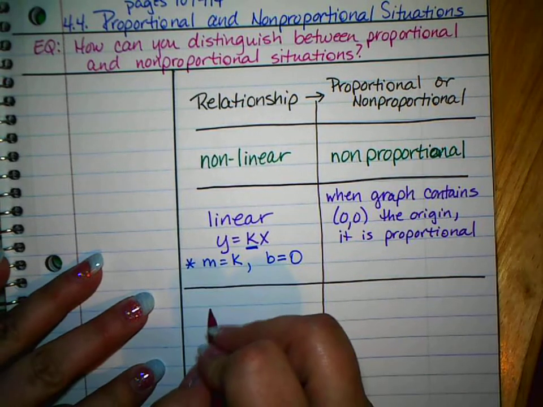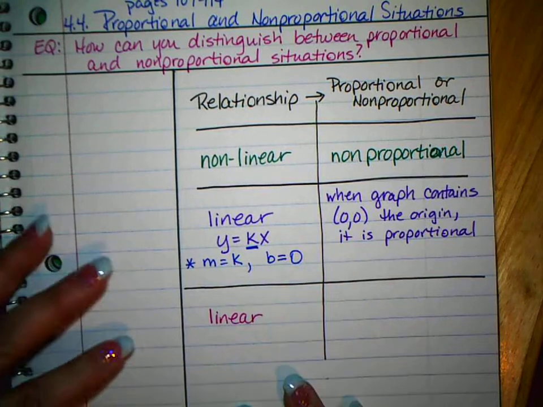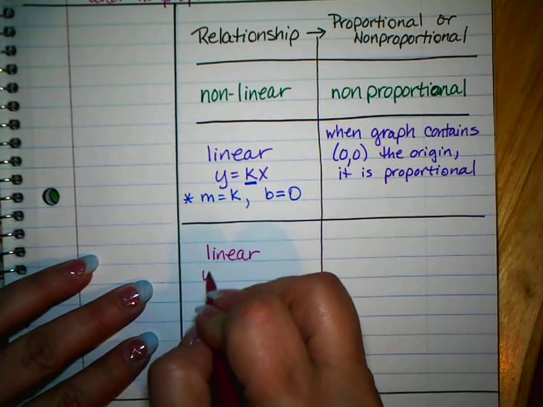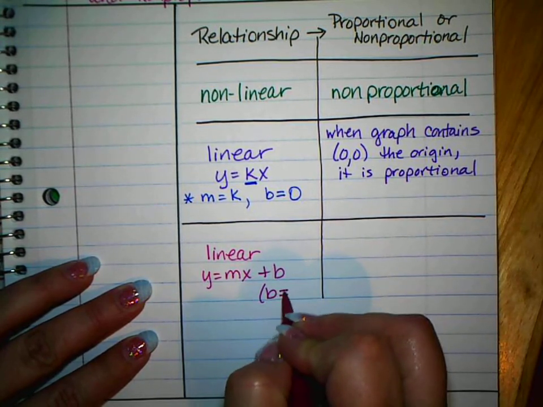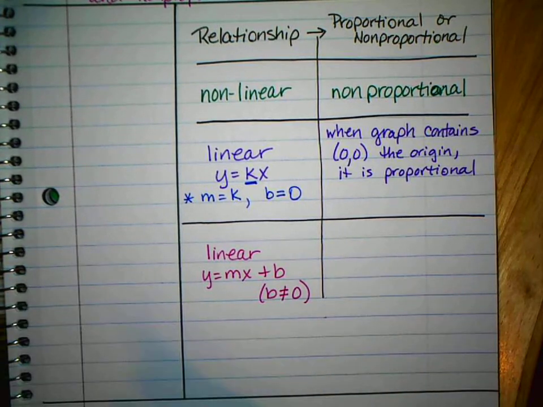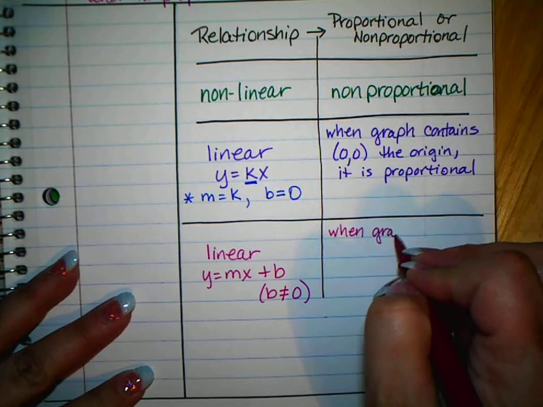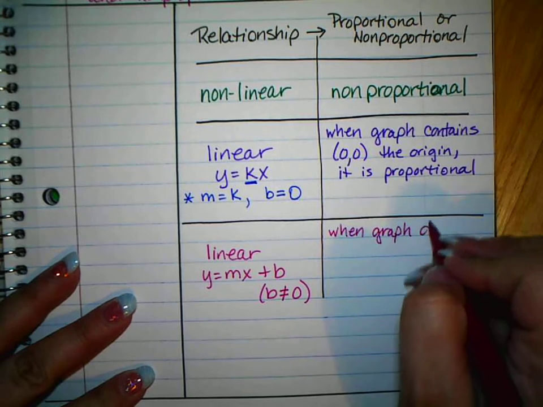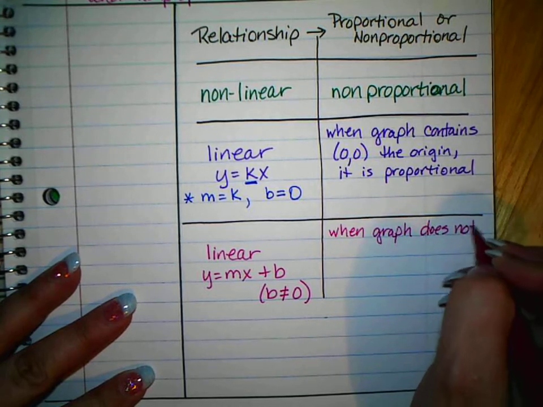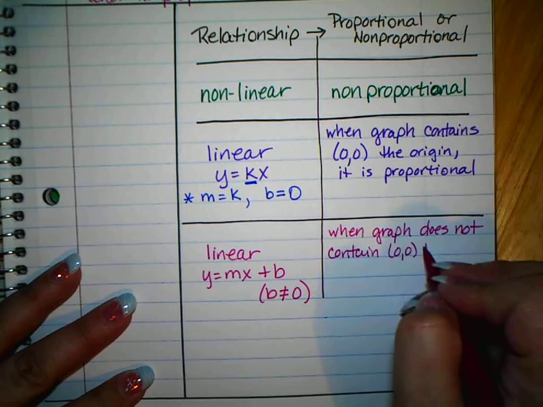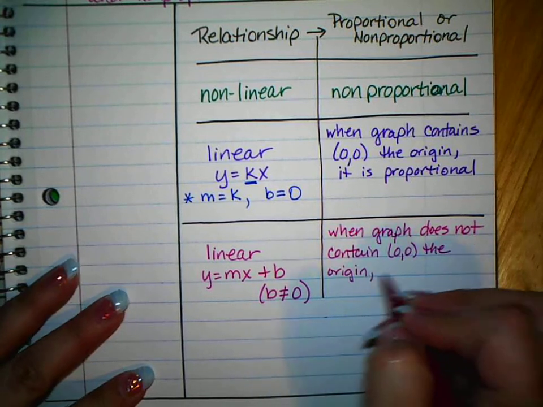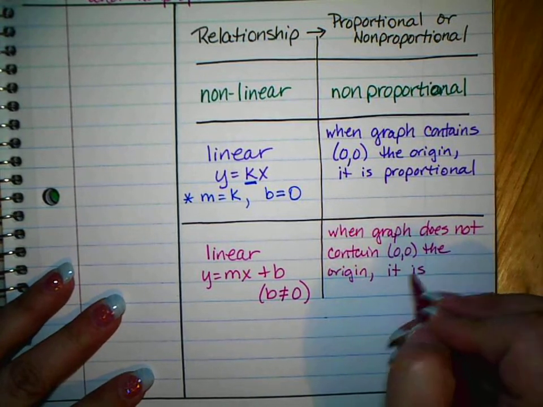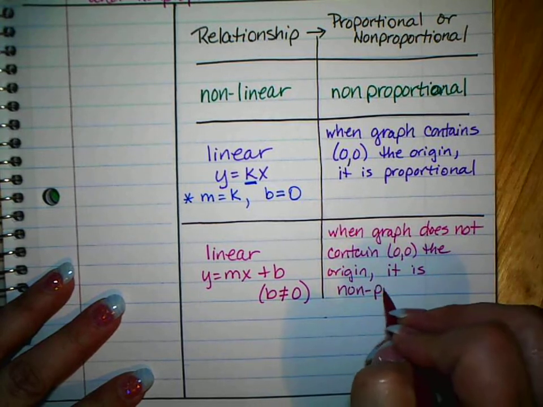So now let's talk about our other linear situation. This is the one where y equals mx plus b. This is b being something other than 0. Your graph does not go through the origin. Then it is non-proportional.